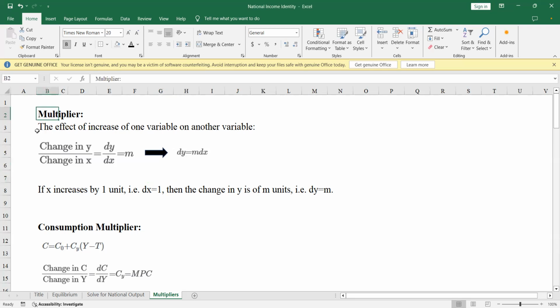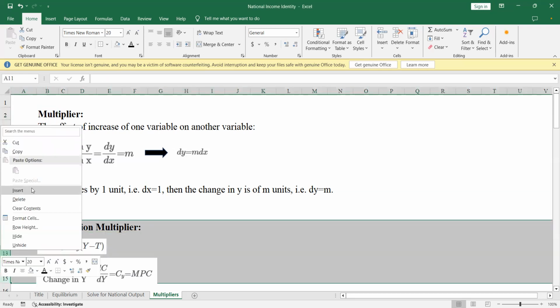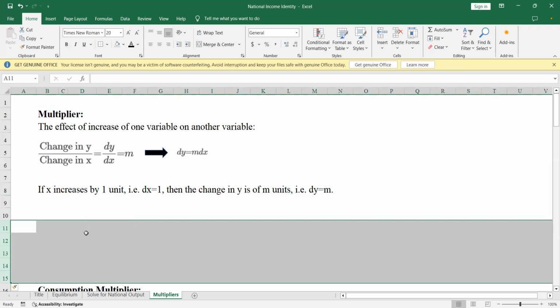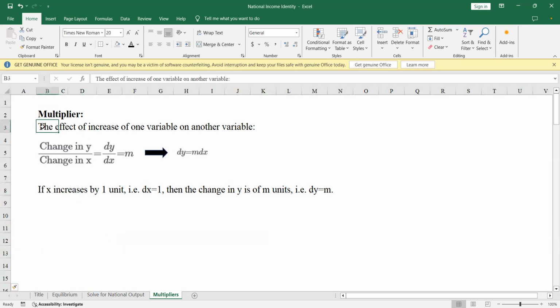So to see this, let's start with the multiplier effect. How does a multiplier work? Multipliers look at the effect of an increase of one variable on another. So the change in y to the change in x, which is the slope of the line y equals mx plus c, is equal to dy by dx. Let's say this is equal to m. Then multiplying both sides by dx, I get dy equals m dx.